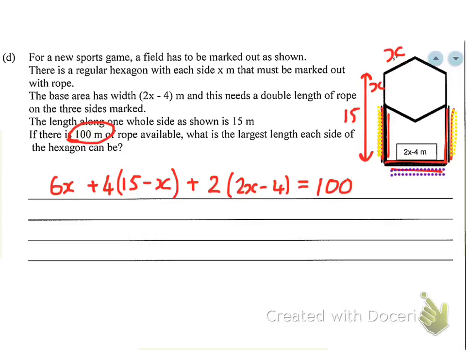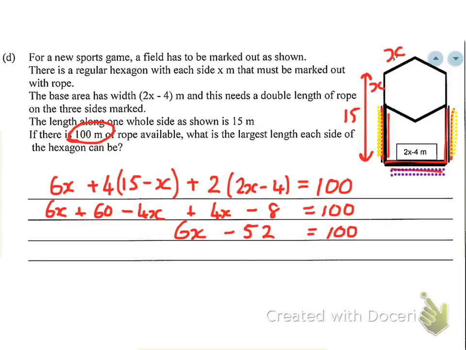Expand the brackets. Simplify your x terms and your numbers on the left. Then solve that equation. And we have x equals 8. And you can go back and check it in the diagram, and you'll find that it comes to 100 meters of rope when x equals 8.